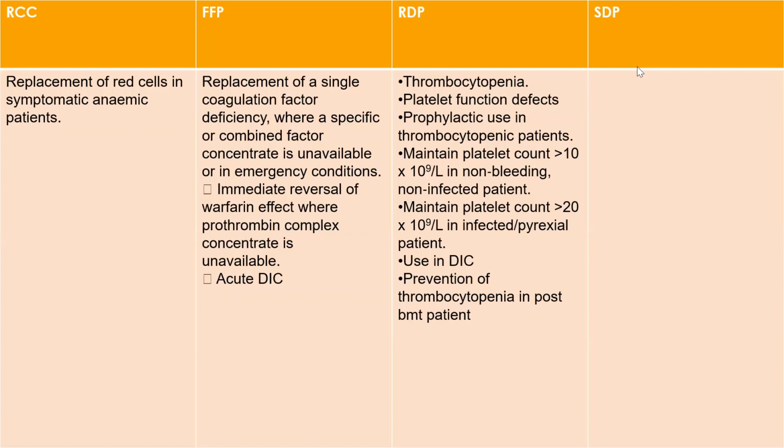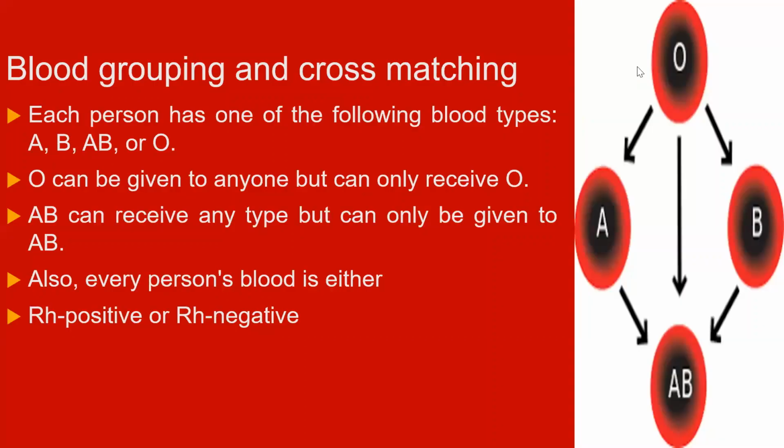And random donor platelets are used in thrombocytopenia, platelet function defects, and prophylactic use in thrombocytopenic patients, to maintain platelet count more than 10,000 in non-bleeding and non-infected patients, and more than 20,000 in infected or pyrexial patients. Also used in acute DIC and prevention of thrombocytopenia in post-BMT patients. The uses of single donor platelets are the same as those of random donor platelets.